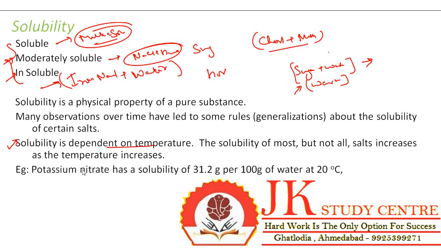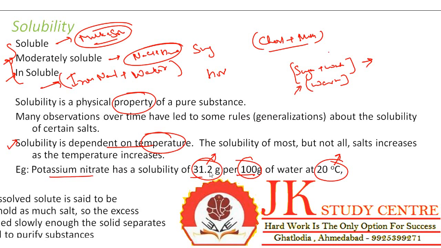For example, when you talk about solubility, you don't talk only about the substance, but you also talk about the temperature. So you say potassium nitrate has a solubility of 31.2 gram per 100 gram of water at 20 degrees Celsius. That means if the water is at 20 degrees Celsius, you can completely mix 31.2 gram of potassium nitrate in 100 gram of water. Thus, solubility depends on two factors: one is the property of the substance, and the other is temperature.